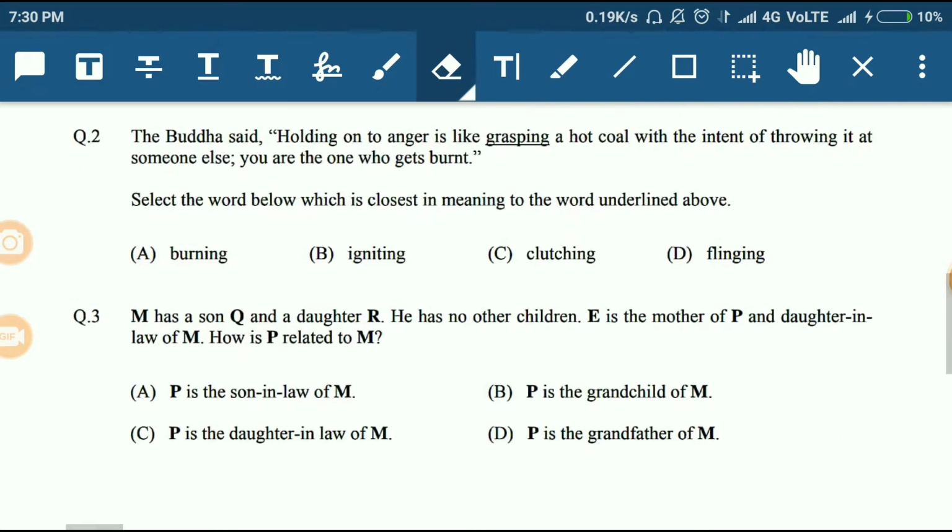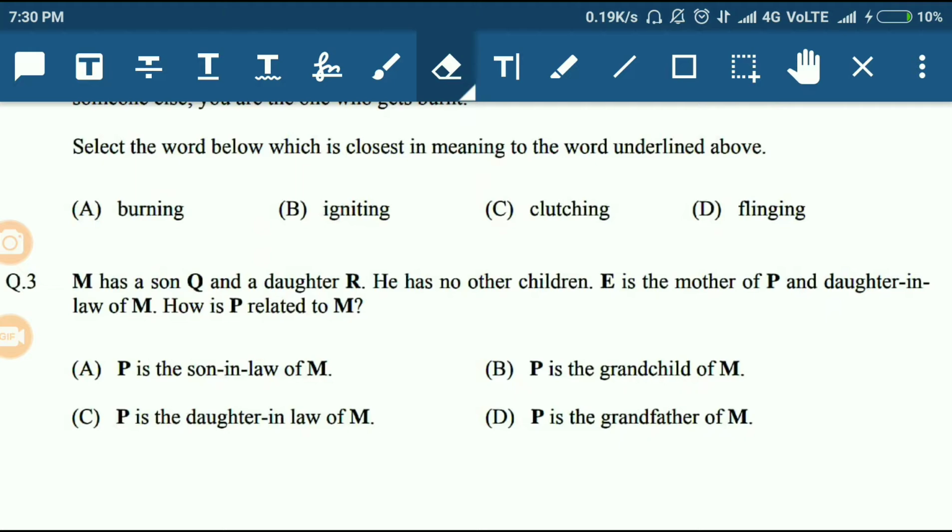So the next question is, M has son Q and daughter R. So friends, here is the type of question we are seeing. I have already mentioned that we should make a habit of writing in equation form or drawing a diagram for such types of questions. When steps are given or some expression in the form of equations is given, we should make a habit of writing them down. So M has son Q and daughter R. He has no other children. So M has only Q and R.